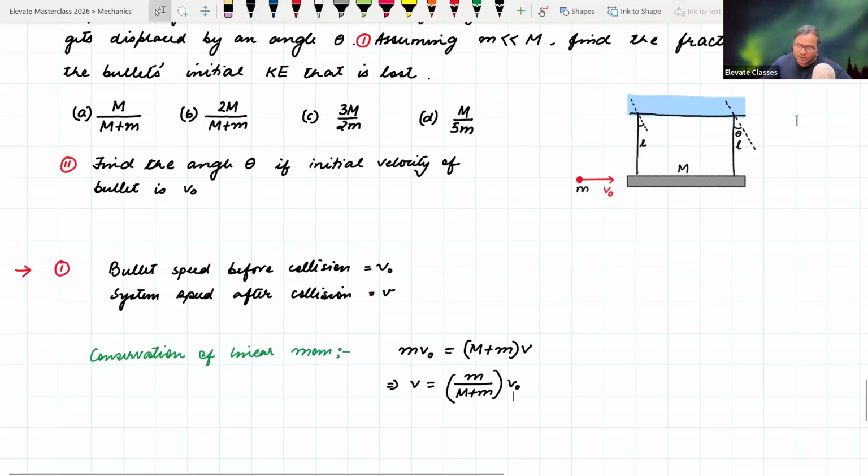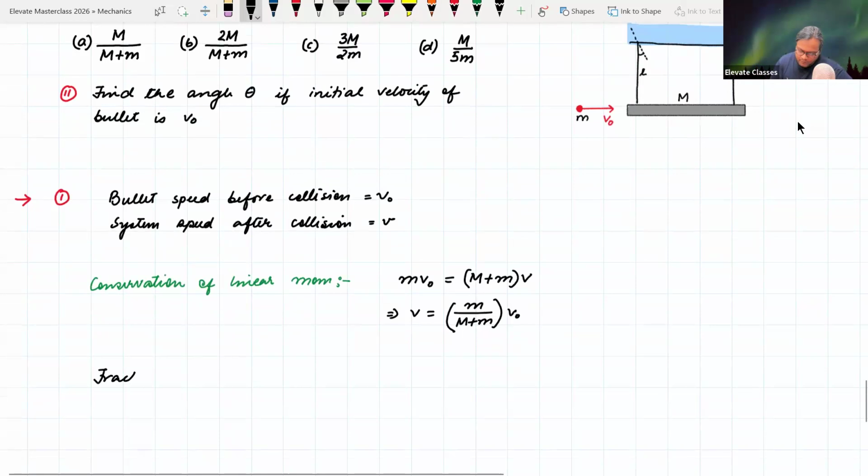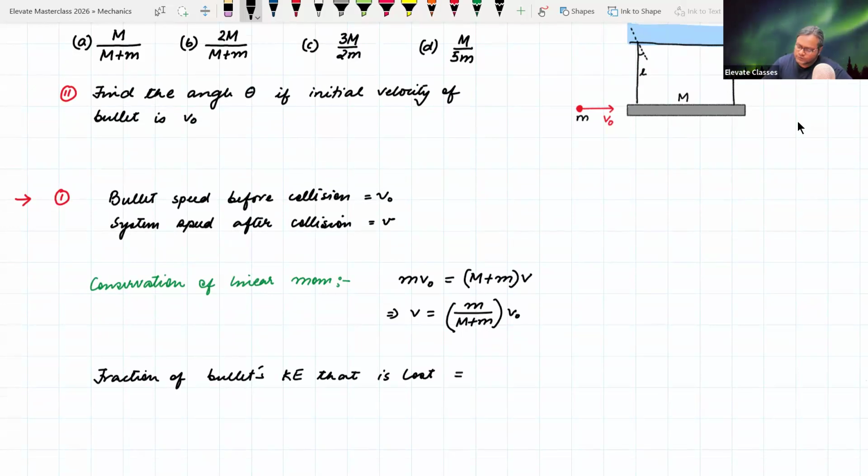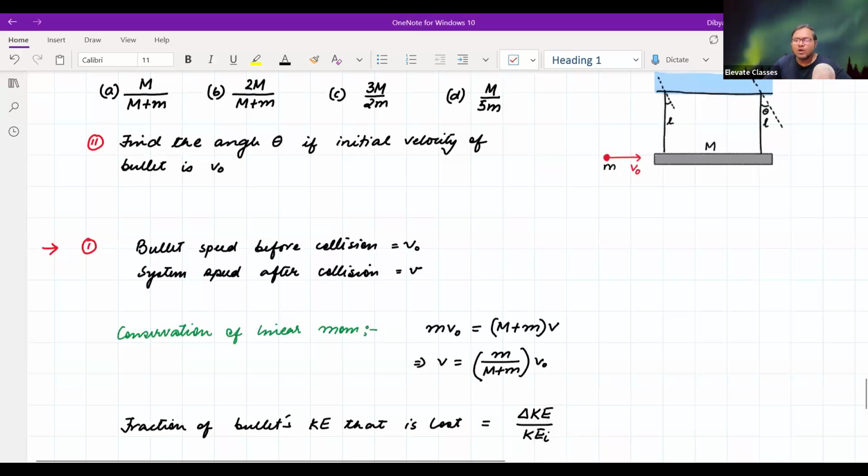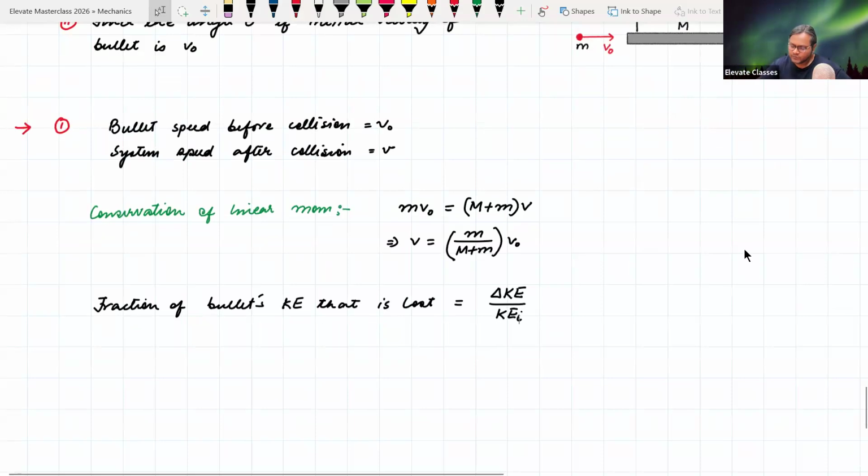Now find the fraction of bullet's kinetic energy that is lost. Fraction of bullet's kinetic energy that is lost is equal to the loss in kinetic energy upon the initial kinetic energy, right? Whenever we say fraction of something, you take the loss or the change upon the initial quantity. So what is the change? Kinetic energy initial minus kinetic energy final upon kinetic energy initial.